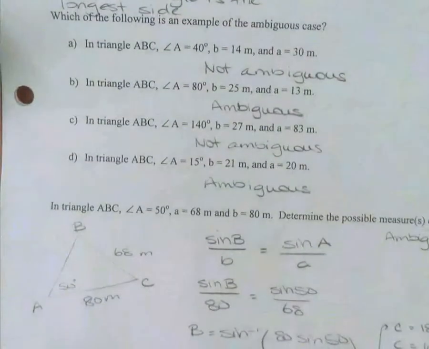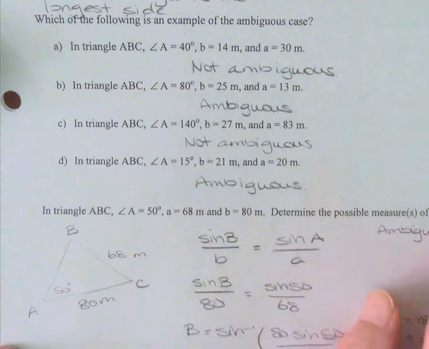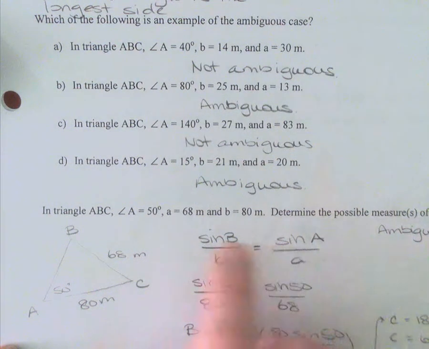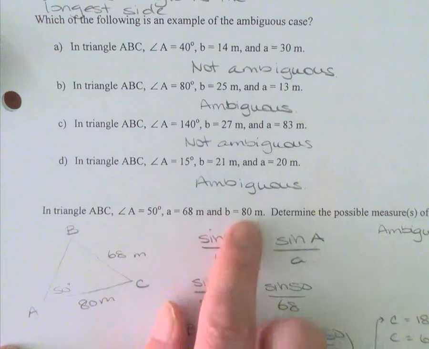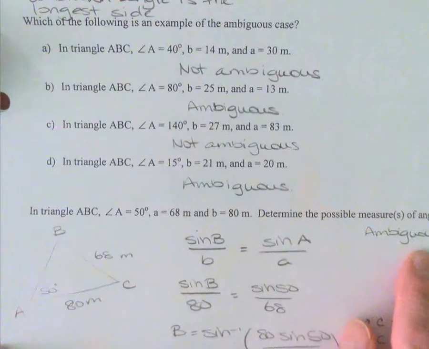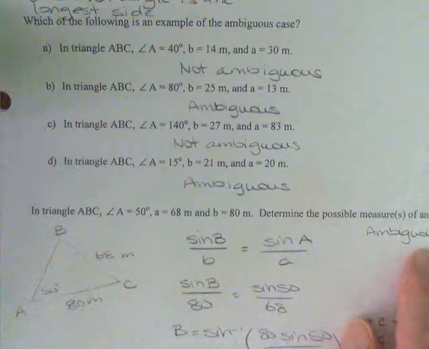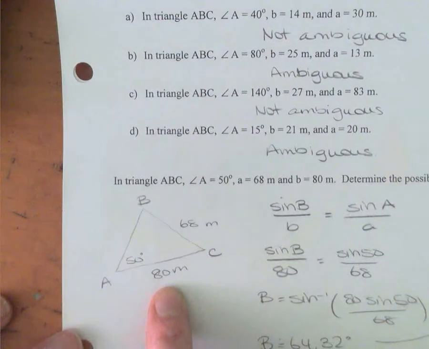So if I look, it says determine the possible measures of angle B. I have side 68 and side 80. Side 80 is bigger, which makes this question ambiguous. So I drew a diagram. It's not a good diagram because I don't know how many solutions there are.